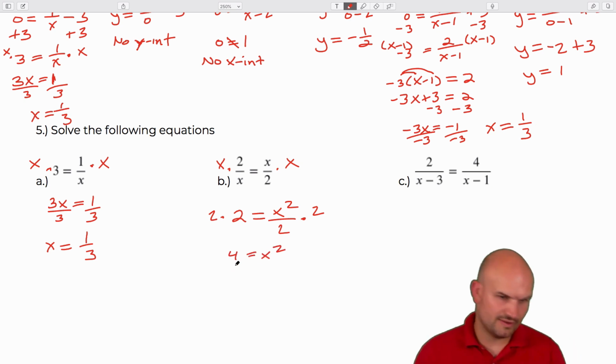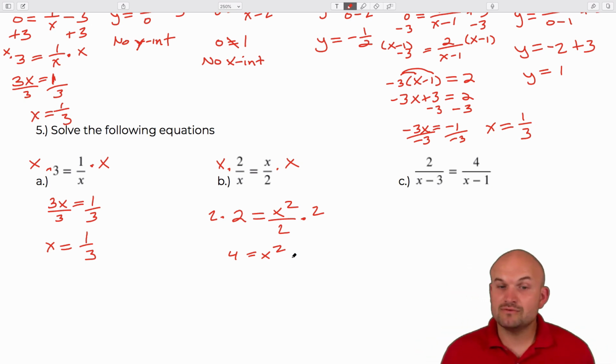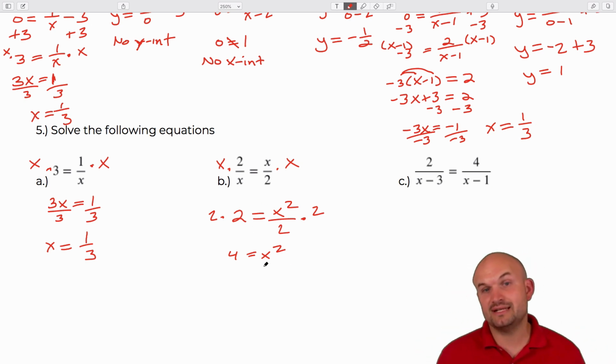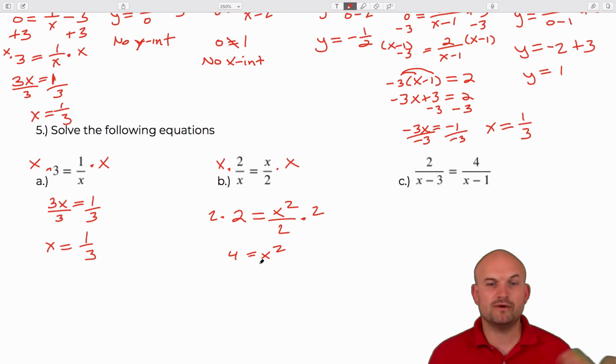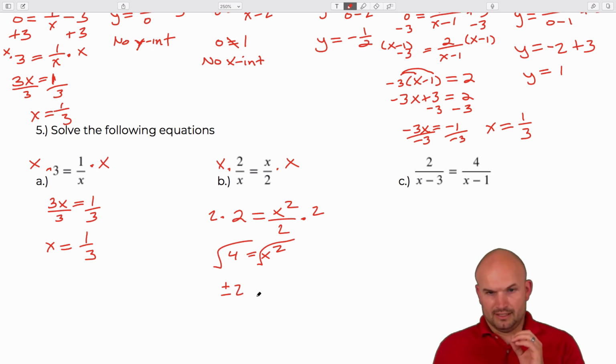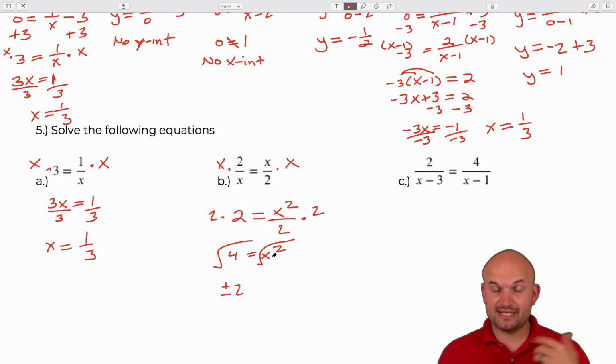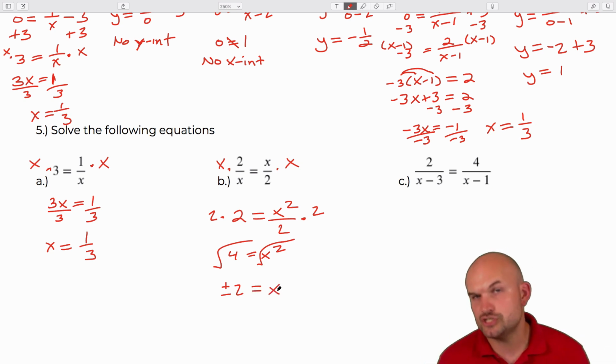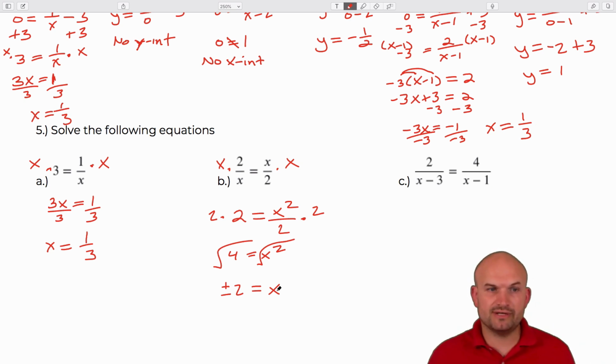Oh, one thing I forgot. Now, to solve for my x squared, I'm going to need to do the inverse operation of squaring, which is the square root. So when I introduce the square root, make sure you take the positive as well as the negative solution. So that's going to be plus or minus 2 equals x. And the reason why we got to make sure is, when we're doing rational expressions, it's very important that we go back and check our answer.